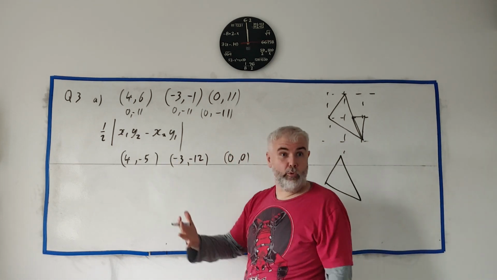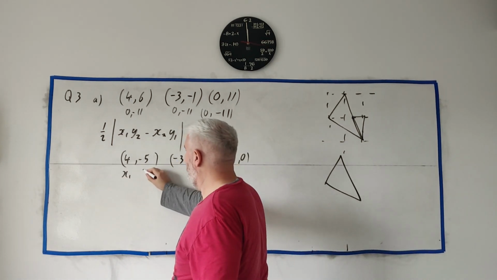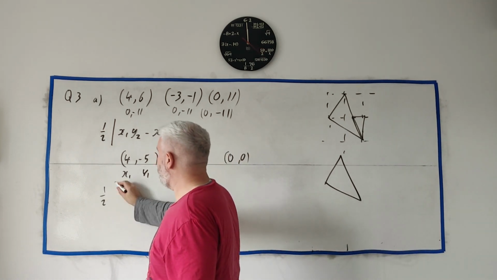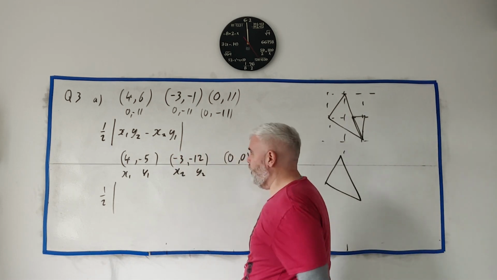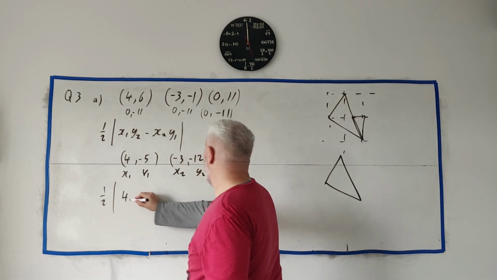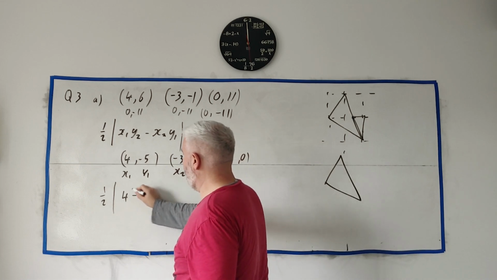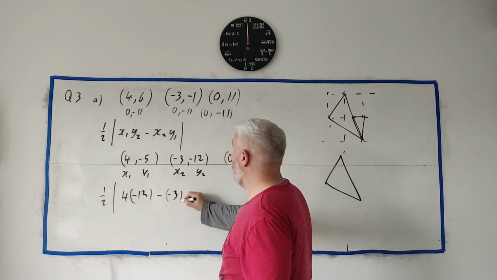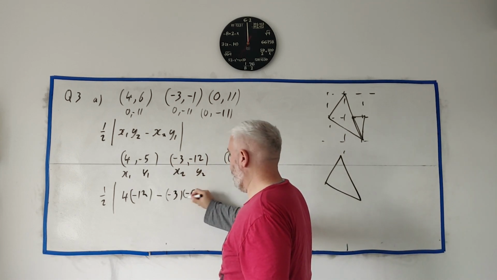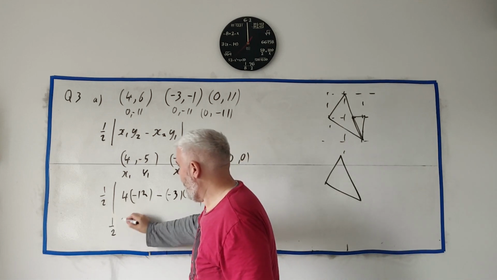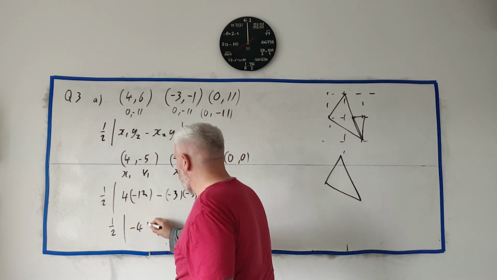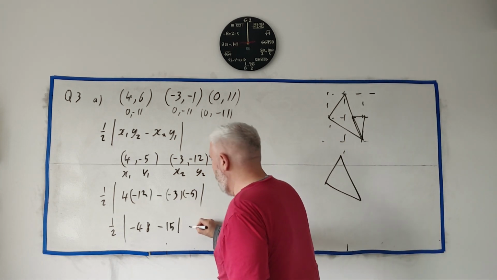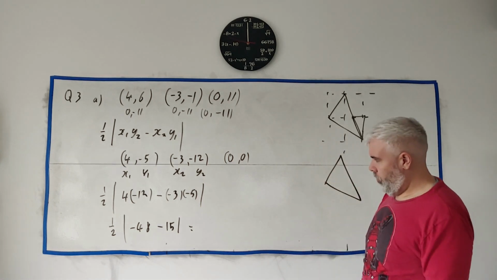You can pick whichever is 1 or 2, but we'll say x1, y1, x2, y2, and just start filling it in. It's a half, absolute value, that'll be important in a moment. But we get, let's see, 4 multiplied by minus 12, minus minus 3 multiplied by minus 5. And that becomes a half, let's see, minus 48. 3 minuses make a minus, so minus 15. This equals, let's see, 63.